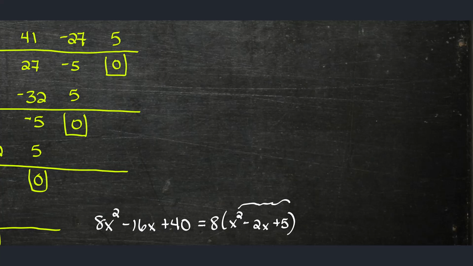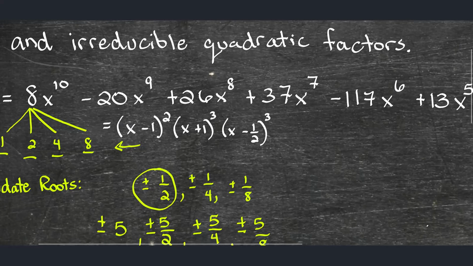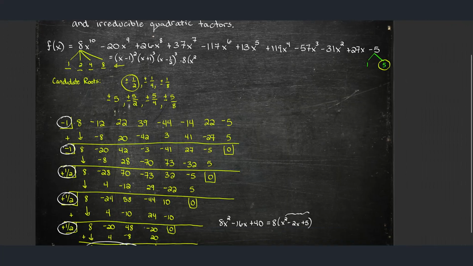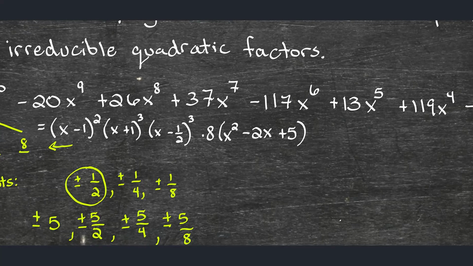I'm going to leave that alone, and I'm going to go ahead and tag it onto this business here. So I'll have a times 8 times x squared, and I think it was minus 2x plus 5. I would not leave my answer like this because we're used to writing constants as leading coefficients, but there's a little trick you could do here that you may not realize. It is perfectly fine to leave your answer as 8 times x minus 1 squared times x plus 1 cubed, and so on and so forth.